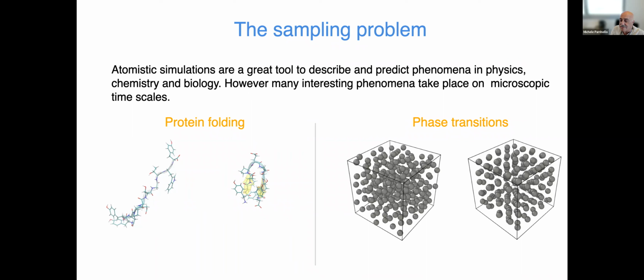And so if you simply have the best potential and you run your simulation, at the end of the day, you will not get the result, because if you have a liquid to solid transition, you start with the liquid and you remain with the liquid. So you have to come up with a way to simulate the system going, say, from the liquid to the solid.